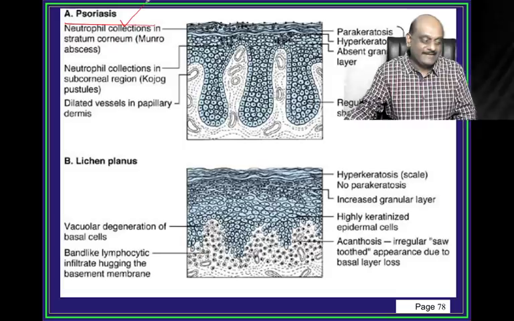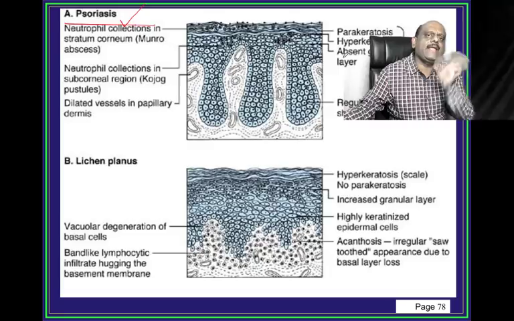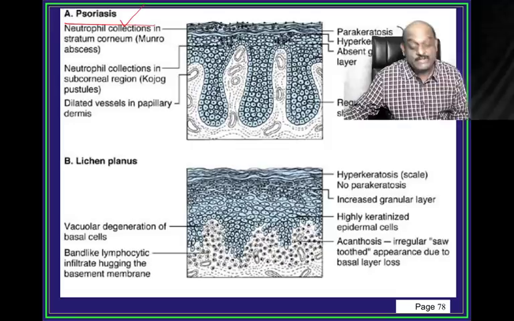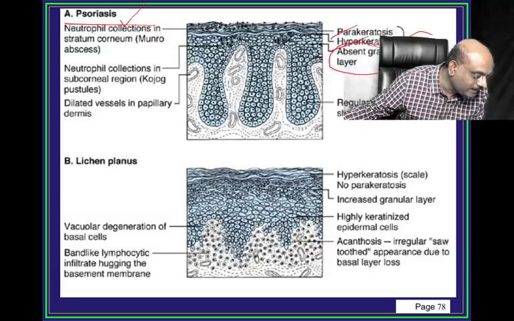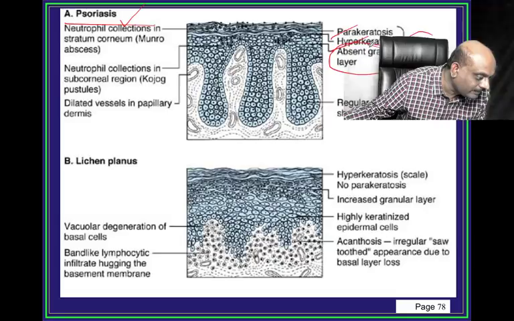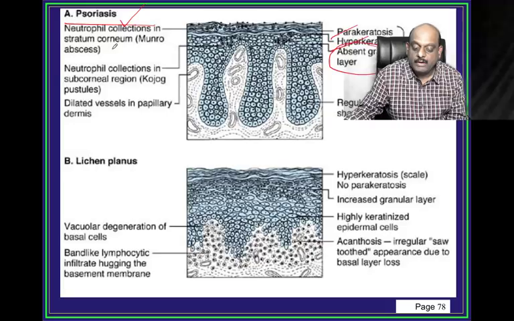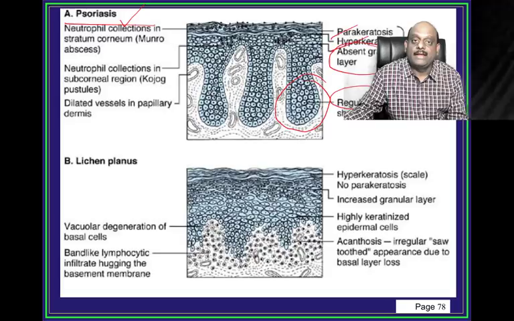Okay, quickly tell me, what happens in psoriasis? In psoriasis there is scale. What is in the scale? Parakeratosis, hyperkeratosis, absent granular layer. That is the buzzword which you need to catch. Okay, doctor? Now, regular acanthosis, with club-shaped elongated ridge apex, regular acanthosis.